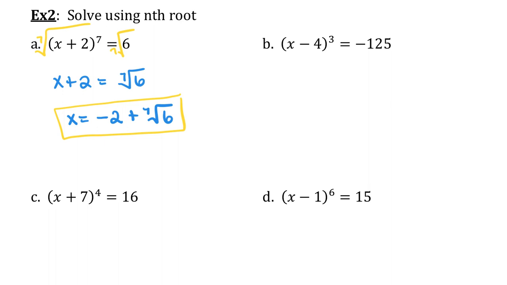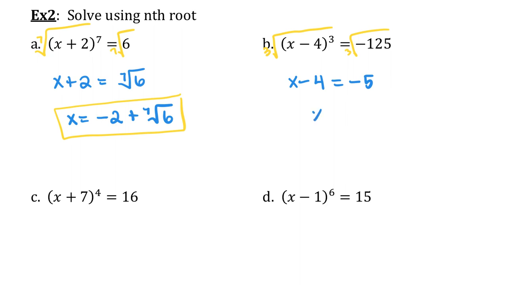Let's try the next one. Okay, x minus 4 to the third. That's going to be a third root. Okay, I have the third root of negative 125. Can we third root negatives? Yes, you can third root odds. What's the third root of negative 125? It is negative 5.